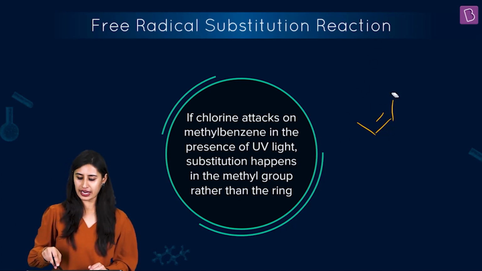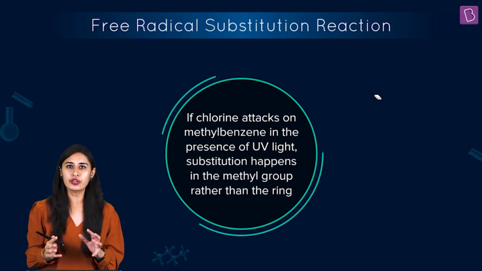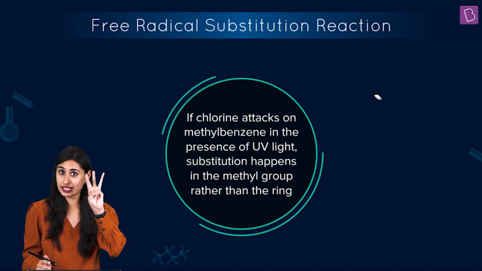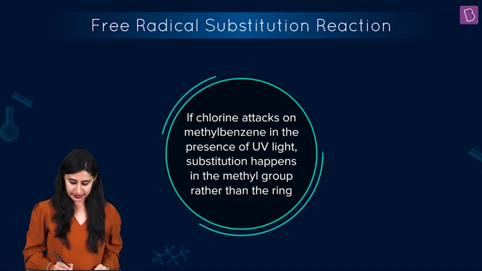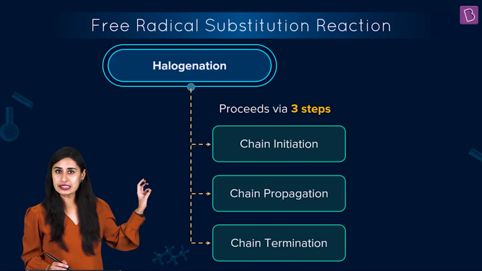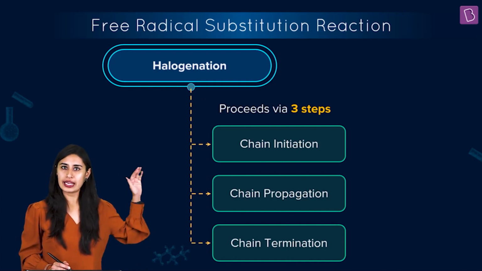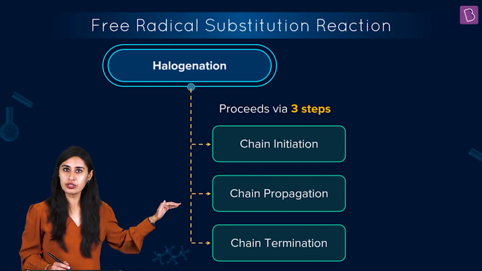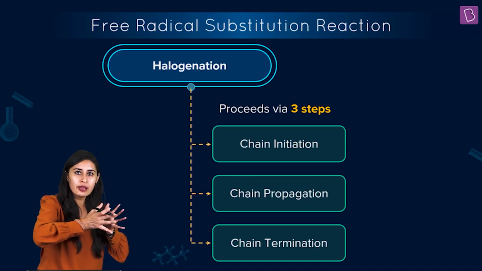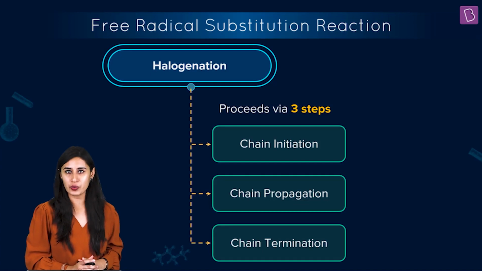So we have this fair idea that free radical substitution is going to happen. And the moment free radical substitution comes, 3 steps should come to your mind. What are those 3 steps? When we talk about halogenation: chain initiation, chain propagation, and chain termination. Initiation, propagation, termination. First, a thing will start. Then it will propagate, it will spread. And third, finally it will come to an end.